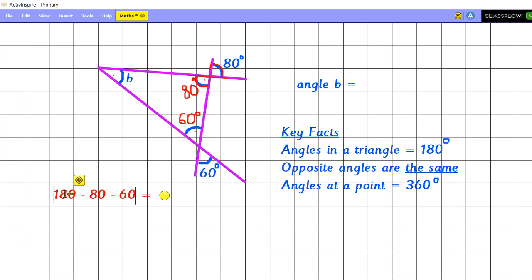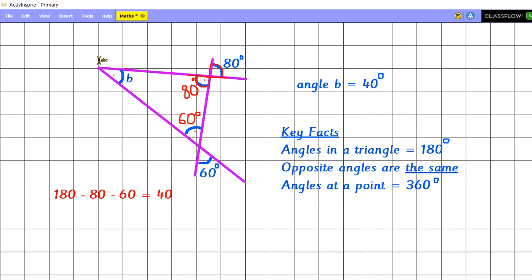So 180 take away 80 leaves me with 100. 100 take away 60 leaves me with 40. So does that mean angle B equals 40 degrees? Well, let's see. If I put 40 degrees in there, how can I test it? Let me just put the degrees on before I forget, because we always need the units of measure. What can I do to make sure that this answer is correct?